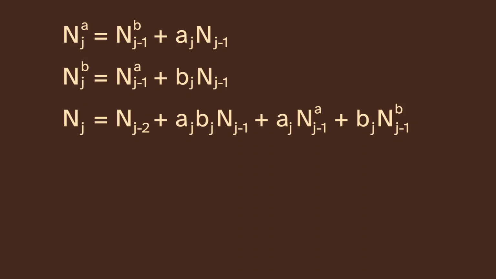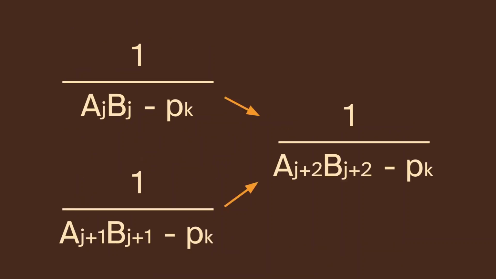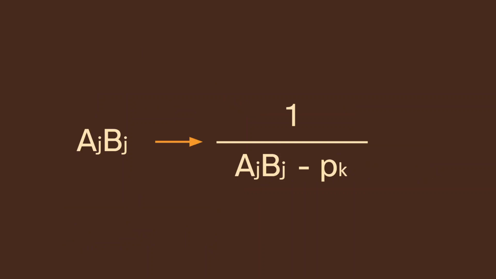And we can do something very similar for the denominators. The relations are basically the same. And we notice these are all very nice because they don't have any multiplication of n's with each other or d's with each other. The only multiplication is scalar by a or b. And this will be very useful to let us find the next term without having to subtract p and take the reciprocal again. So let's take another look at this transformation going from ab to 1 over ab minus p.